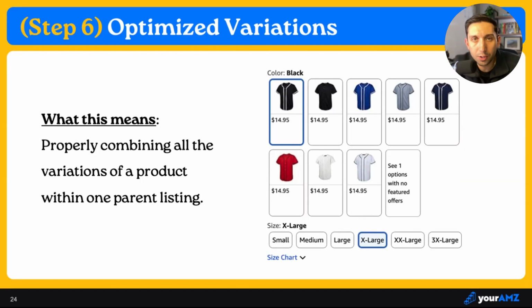Step number 6 for launching your product on Amazon, after you've enrolled in Vine and gotten your Vine reviews, is to optimize the variations for your product. What this means is to properly combine all the variations of the product you're launching within one parent listing. As you can see, I've included an example here on the right of all the variations of this baseball jersey. They actually have 2 variation styles, color and also size, but this is what it will look like on your listing page. Customers will be able to choose which style or color or size for the same product, and you want to essentially combine all the different variations onto a single listing page.